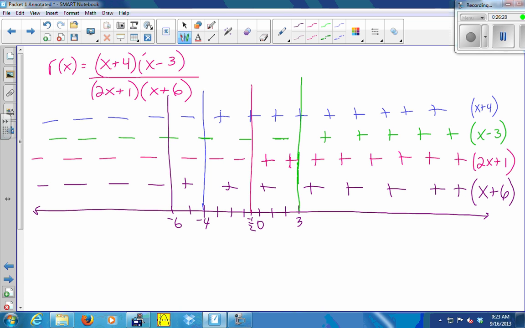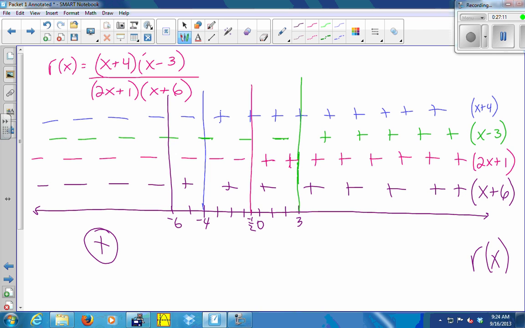Okay, now I'm going to analyze my r of x function as a product and quotient of those 4 factors. The rules for multiplication and division dealing with positive and negative signs are all the same, so we can do it all together. To the left of negative 6, every one of my 4 factors is negative, which means when I multiply these two and divide by the product of these two, what will my quotient be? Positive. Negative times negative divided by another negative times a negative, we get a positive.